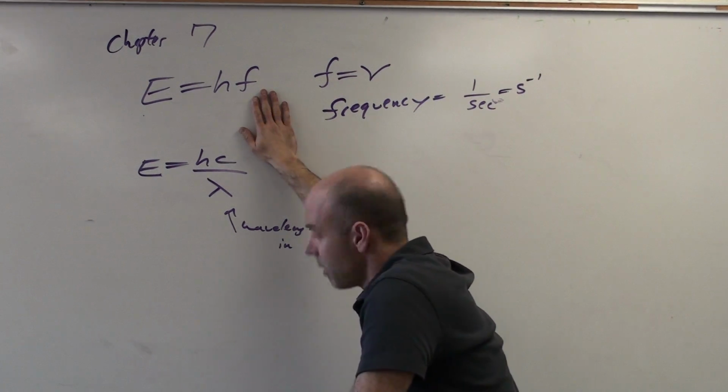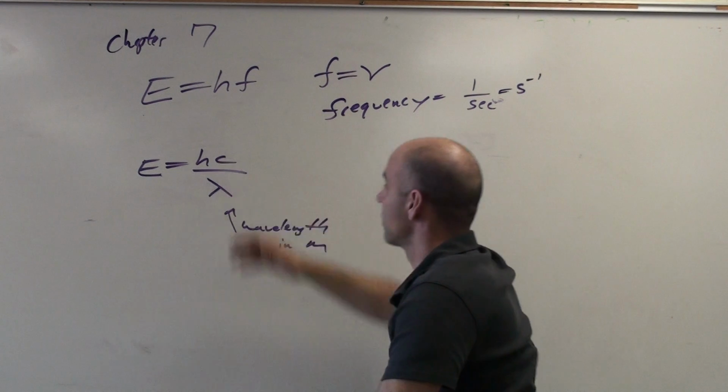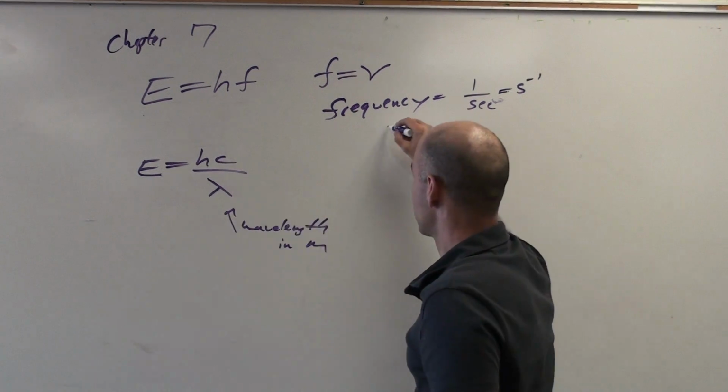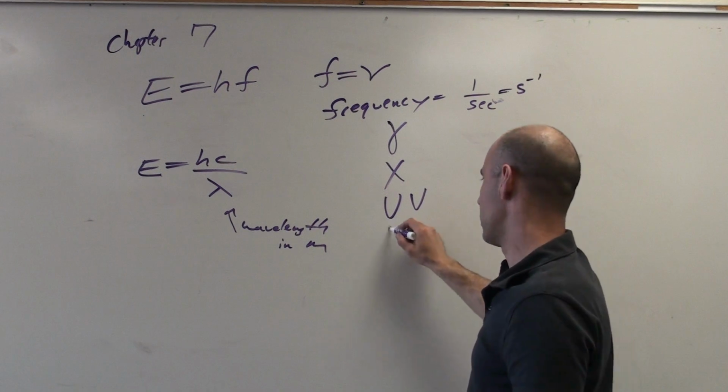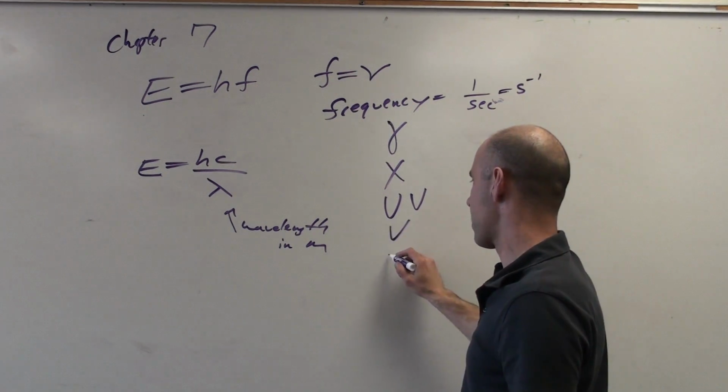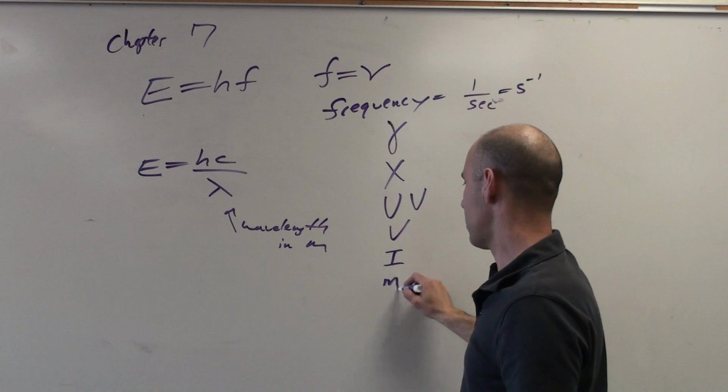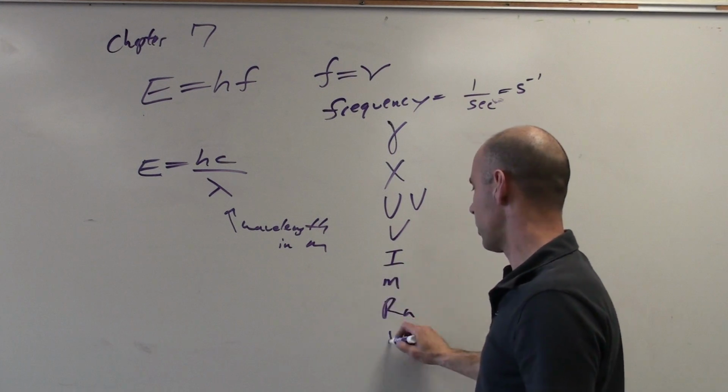I would memorize the 8 forms of light: gamma, X-ray, ultraviolet, visible, infrared, micro, radar, and radio.